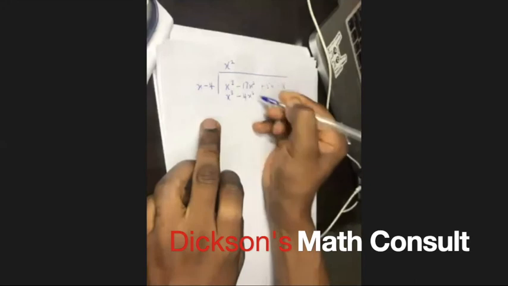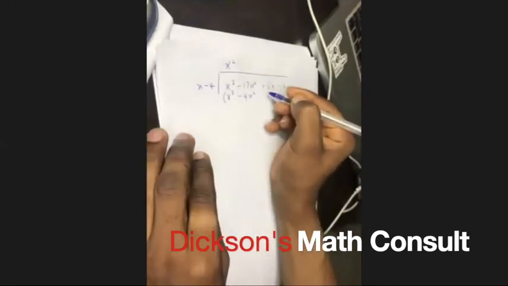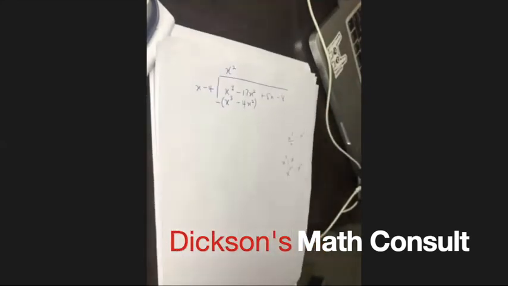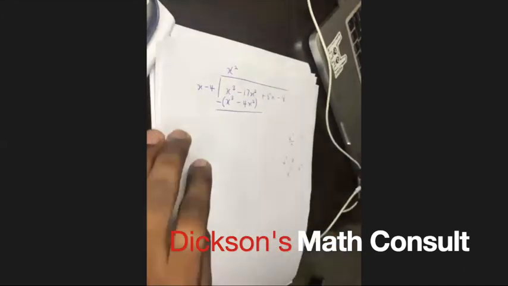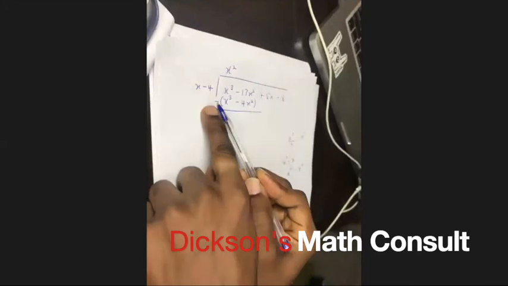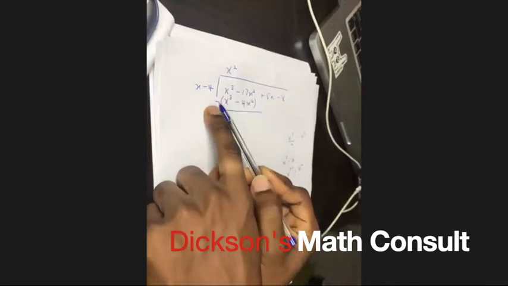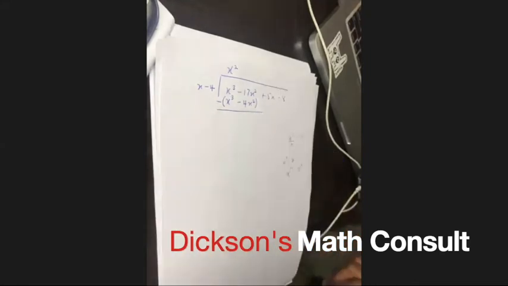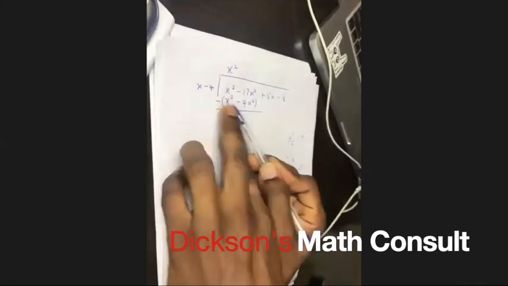Negative 4x squared. Now you are subtracting the whole expression. So bracket, minus, and then you underline it. Good. Now, do you realize that this negative will affect this x cubed? Yes. So what is x cubed minus x cubed? 0.